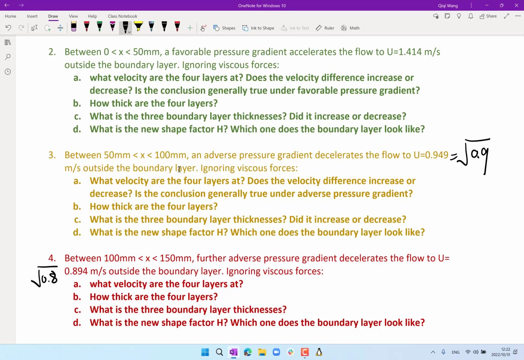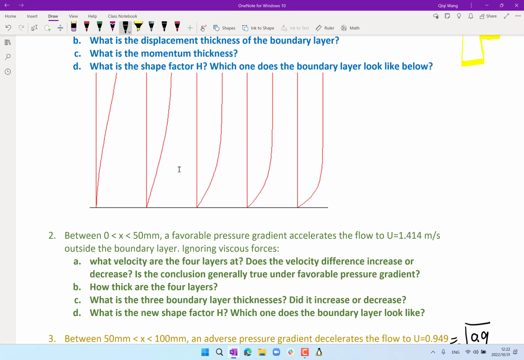This constant is included. Which one do you think it looks like? So the first one is going to be 1.06 times. Oh, wait. It's the same as the first one.